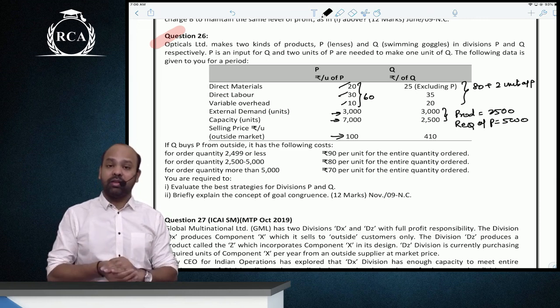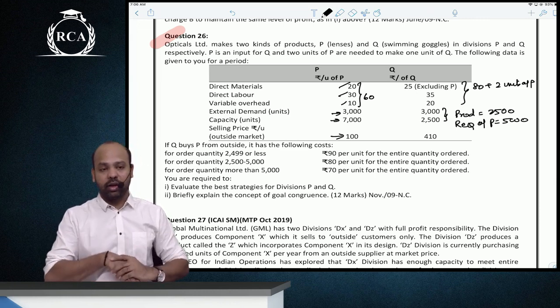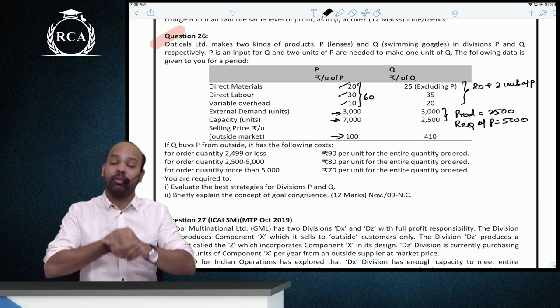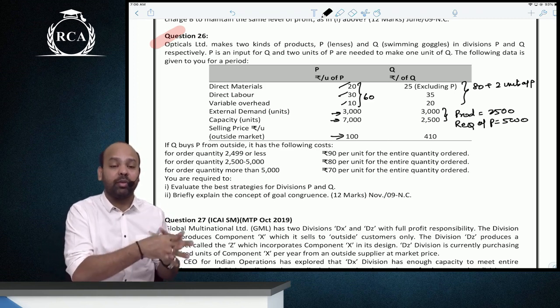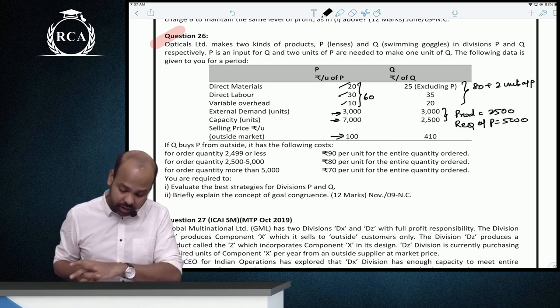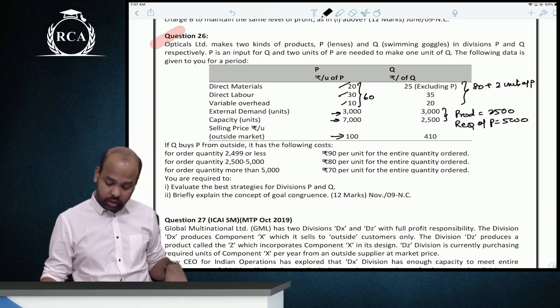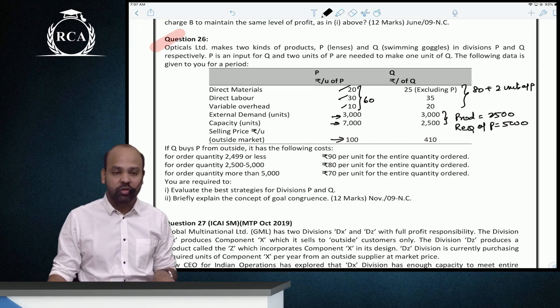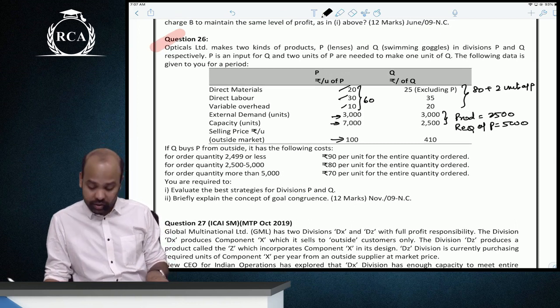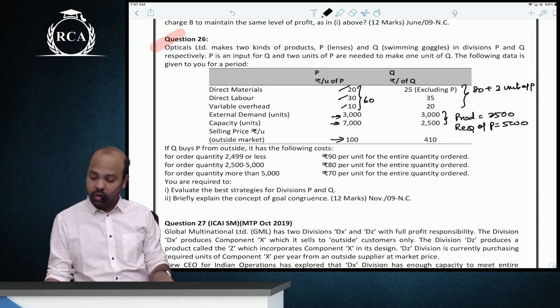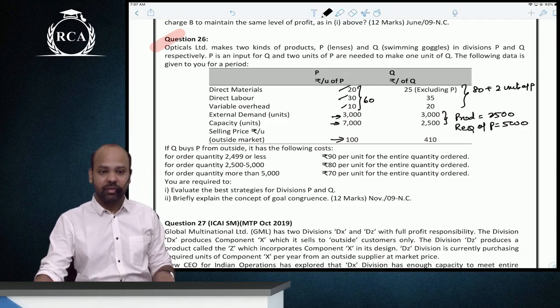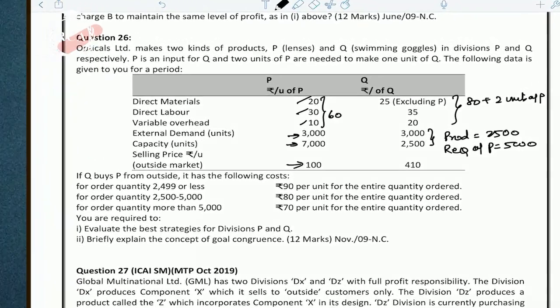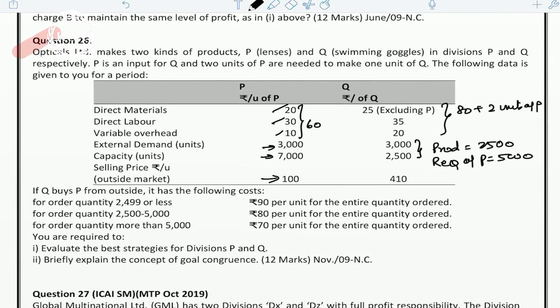Explain briefly the concept of goal congruence. The second bit is a theoretical question, they're asking us to explain the concept of goal congruence. We have been doing this right from performance measurement and evaluation. So, how are we supposed to evaluate the best strategies for divisions P and Q? Let us see. You will read the question, and I will write the given information, and then we will collectively evaluate the best strategy for divisions P and Q.